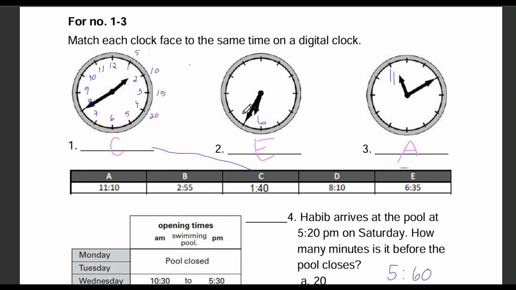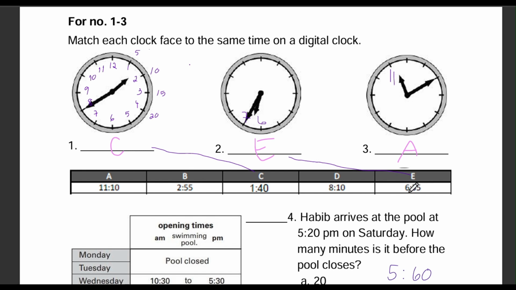Question 2. Match the clock face to the same time on a digital clock. Options. A. 11:10. B. 2:55. C. 1:40. D. 8:10. E. 6:35. Clock 2. The correct answer is E.